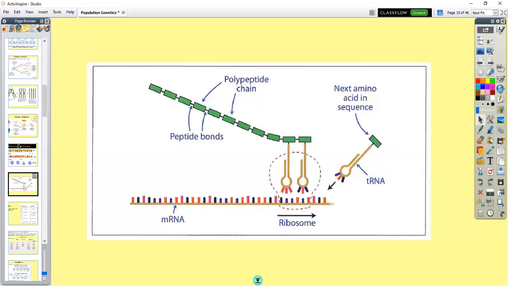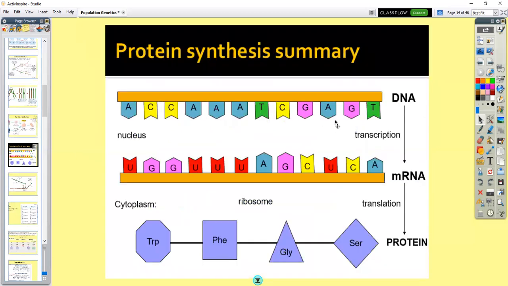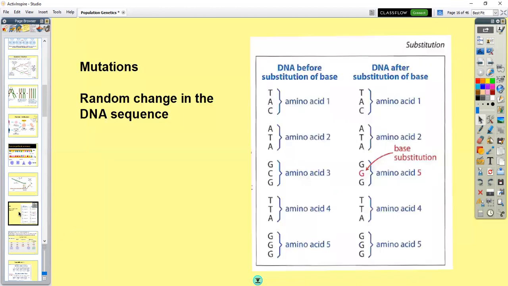Okay. Mutations are to do with changes in the DNA. So if there's a random change in the DNA, it's going to therefore affect the messenger RNA, which therefore affects the primary structure of the protein or polypeptide. Okay, so which amino acids are coded for. So for example here, this is a substitution. So there's our original base sequence that you can see.